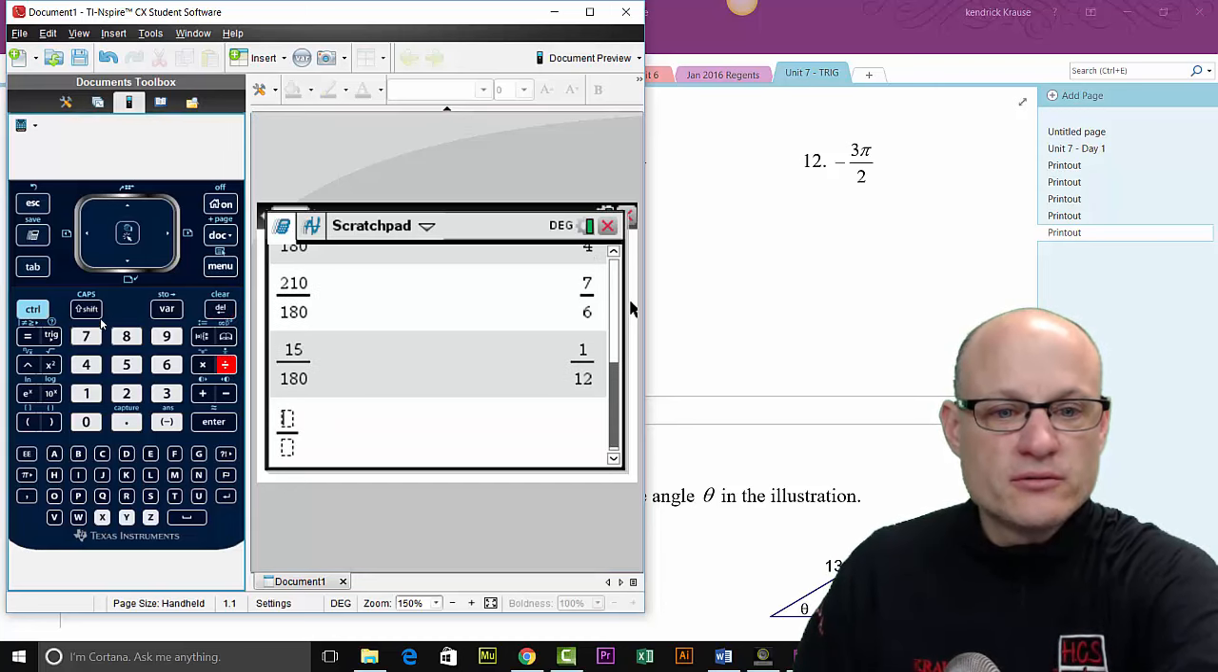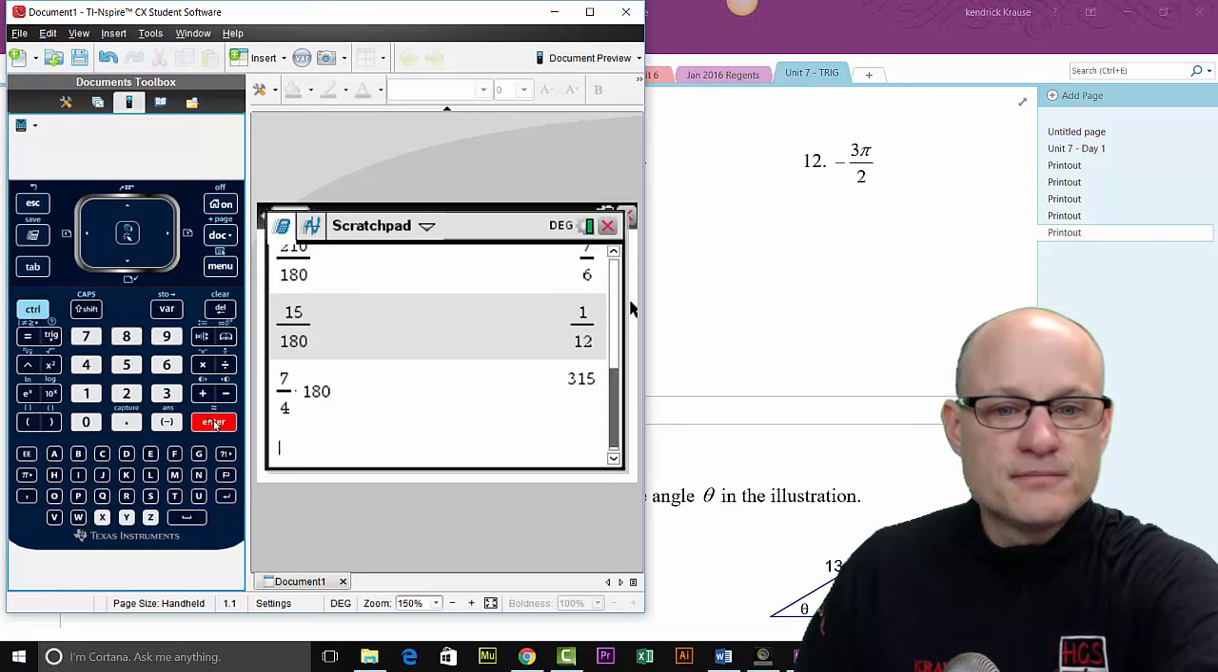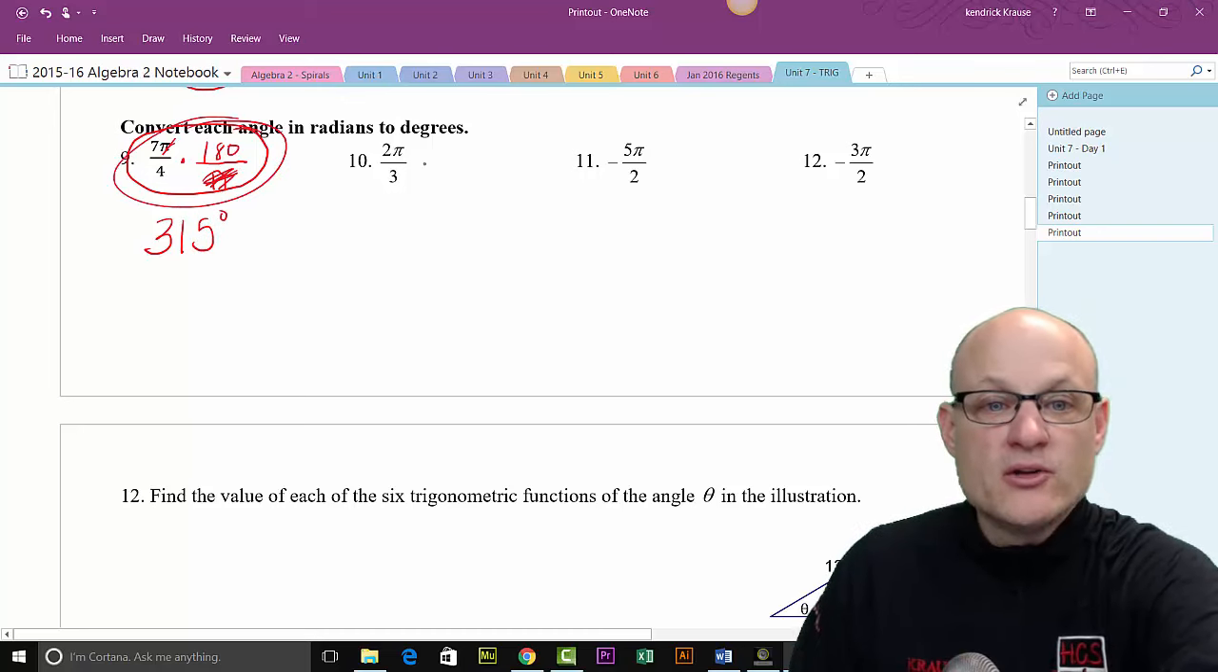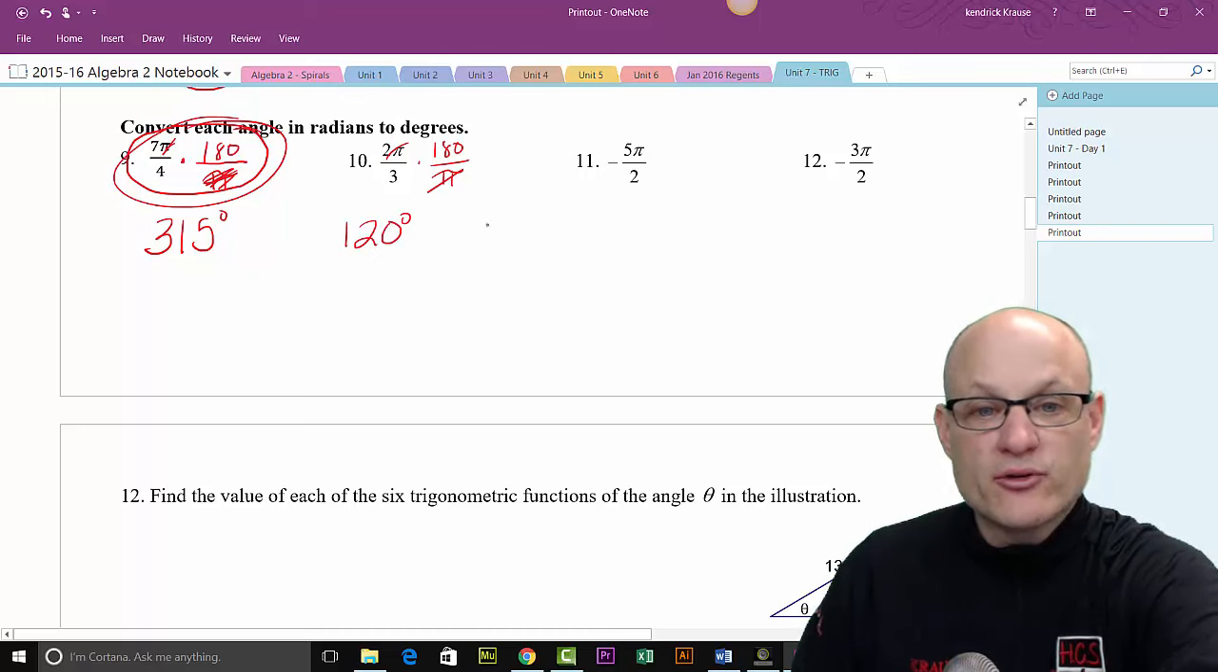Control division. 7 over 4 times 180. 315. So this is 315 degrees. We just get rid of the pi's and we just multiply the stuff that's there. So 180 over pi, the pi's go, and you multiply 2/3 times 180, and that would tell you 120 degrees if you used your calculator.